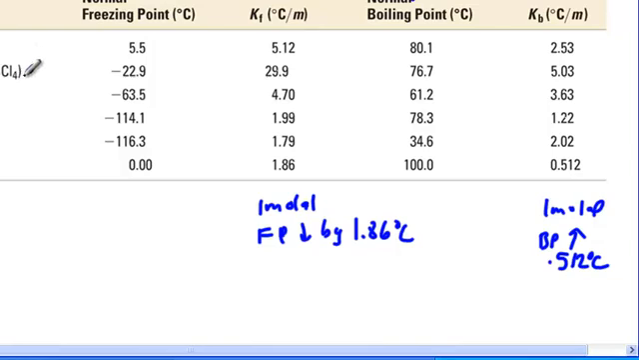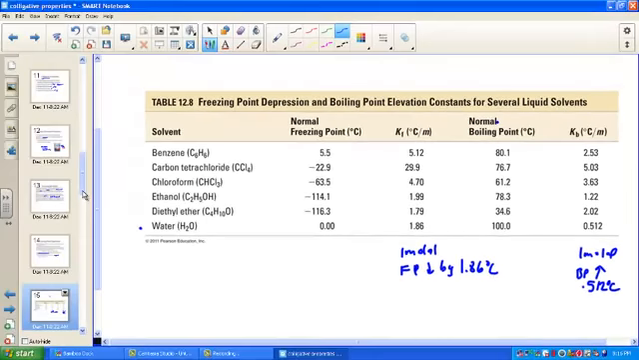Examine the table: benzene, carbon tetrachloride, chloroform, ethanol, diethyl ether, and water, the common solvents. Some are polar, some are nonpolar. Take a time to record the normal freezing point, the Kf constants, the freezing point depression constants, the normal boiling points, and the Kb, the boiling point elevation constants, just so you have them handy as we proceed to solve some problems. Start up again with your video lesson when you've recorded these constants.